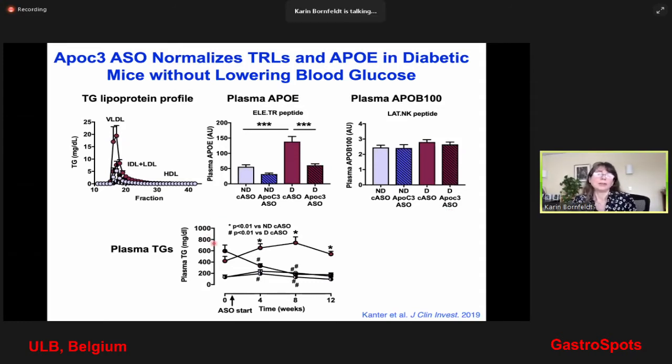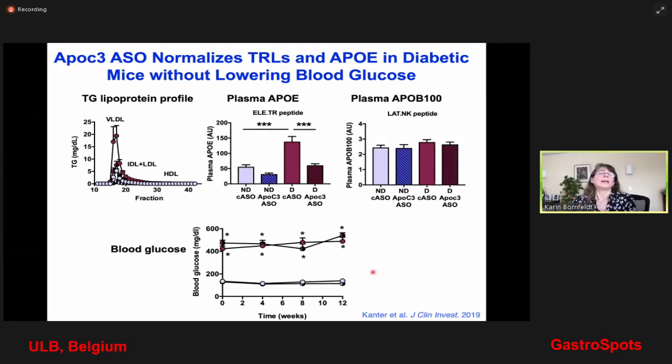Here you can see the drop in plasma triglyceride levels during the course of the 12-week study. So these are the diabetic animals treated with the control antisense, and here are the diabetic animals treated with the ApoC3 antisense. You can see that levels of triglycerides are normalized down to levels in the non-diabetic controls. These effects were not dependent on blood glucose lowering, because in both of the diabetic groups treated with the control antisense or the ApoC3 antisense, blood glucose levels remained very high during this 12-week study.